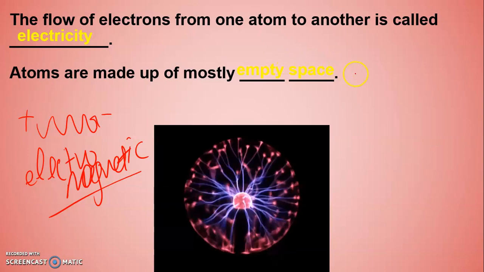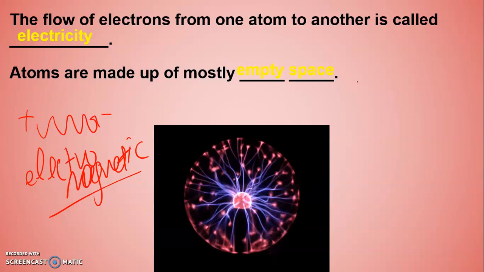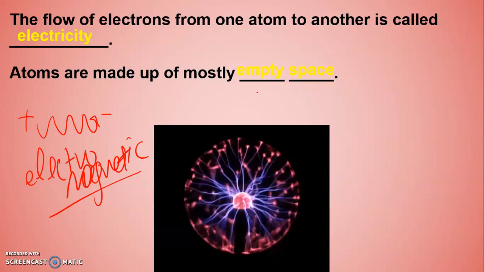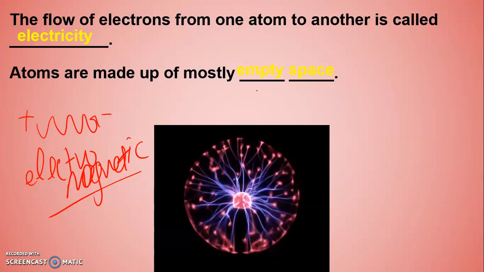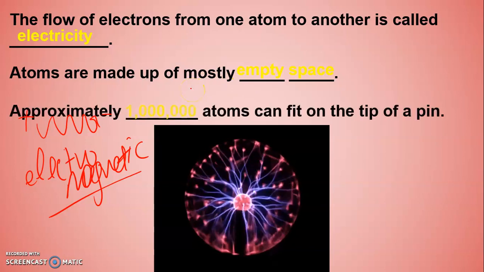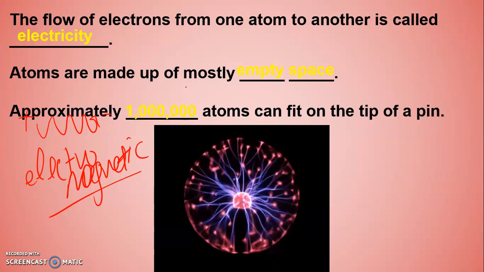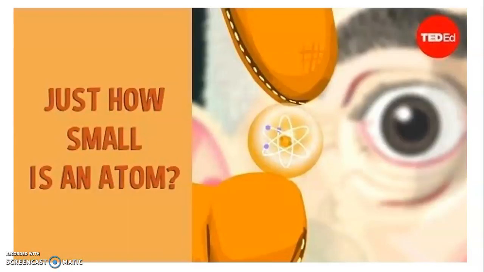Right, but atoms are made up of mostly empty space. So I want to end this lecture on a very cool video that's going to show you just how small atoms are, but how inside they're almost nothing at all. They're mostly empty space, including us. If you were to look at what we humans, all matter, are made out of, it's almost nothing. Anywhere you look, it's empty space. Approximately 1 million atoms can fit on the tip of a pin. That's how tiny they are. So let's end with this video here.